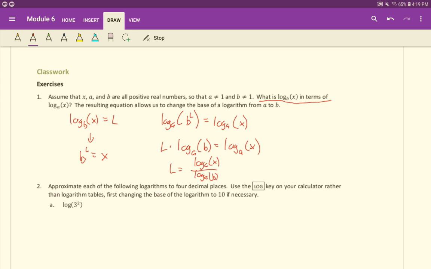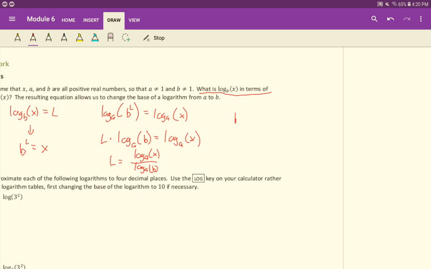So what do you see here? L was the answer to a logarithm of base b of x, but now we have L in terms of log base a's. So we converted the base, right? This L was an answer to a base b logarithm, but now we have L rewritten as a base a logarithm. To change from base b to base a here, we take the logarithm base a of the x and divide by logarithm base a of the base. And that's going to be the general kind of formula that we have here.